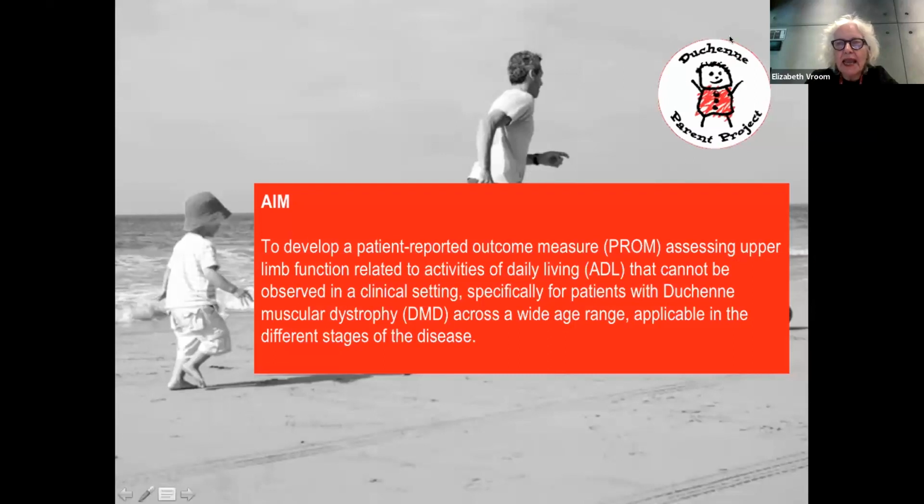So the aim of this project we did was to develop a patient-reported outcome measure which could assess the upper limb function. But again, starting from the wishings of the patients to activities of daily living that cannot be observed in a clinical setting. Specific for patients with Duchenne muscular dystrophy across a wide age range applicable in different stages of the disease.